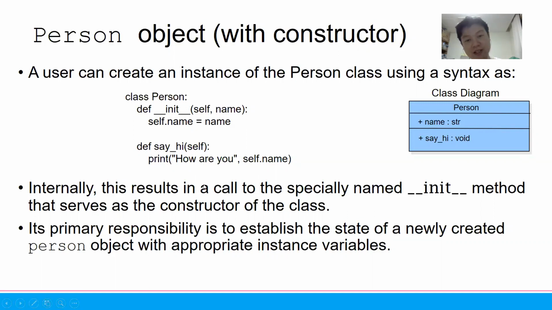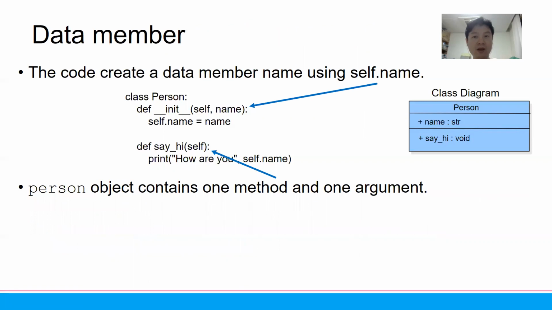Internally, this results in a call to the specifically named init method. So it is the underscore init underscore that serves as the constructor of the class. Its primary responsibility is to establish the state of the newly created person object with appropriate instance variables. It means like this one. When you create a data member, the self.name will be based on this argument.